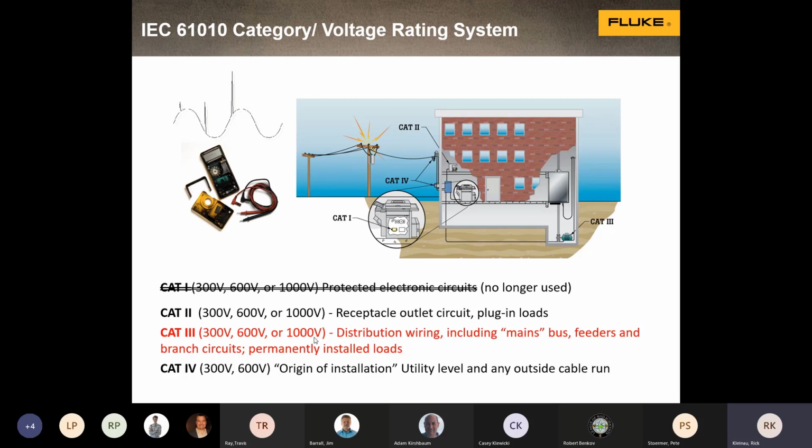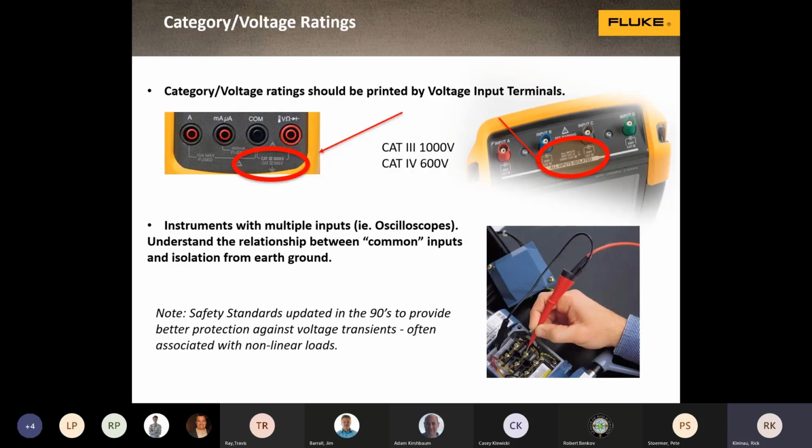And we recommend the Cat 3 1000 volt rating, especially when you're working around drives, because you can get transients or reflections out of the drive that can be fairly high voltage.